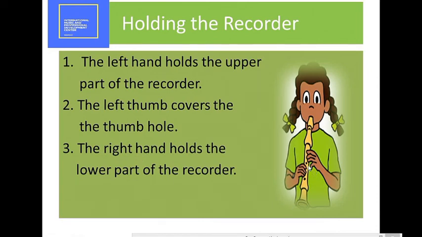The lower part of the recorder is the part below the first 3 holes. So the right hand holds the lower part, exactly what you see the girl in this picture doing. Now look at number 2. The left thumb covers the thumb hole. Remember I told you that the thumb hole is the single hole behind the recorder. So your left thumb covers that hole, which is called the left thumb hole.